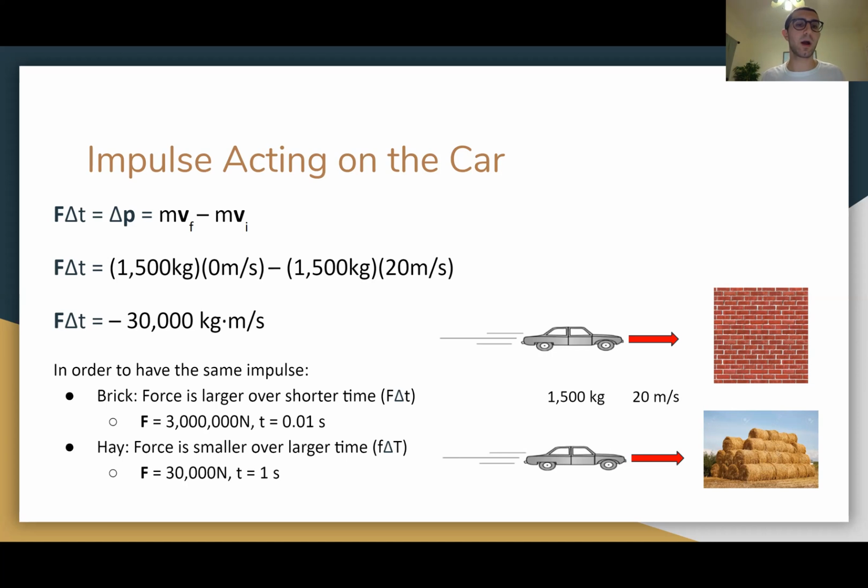And the force applied on the car by the hay bale is going to be smaller because it acts over a larger amount of time. Now, why is it more deadly to crash into a brick wall? Because the force is so much larger. It happens over a shorter amount of time, and the force has to be larger because the change in momentum is the same for both of these objects.